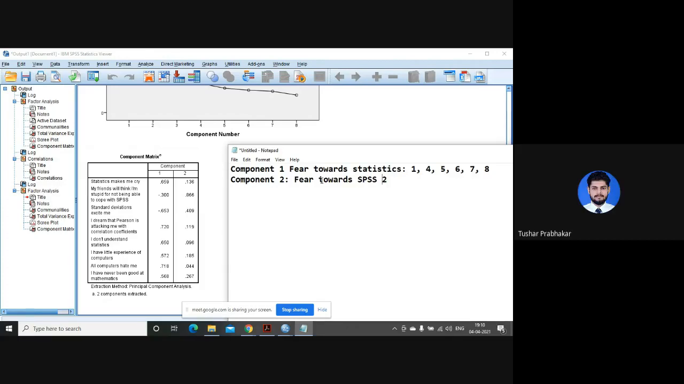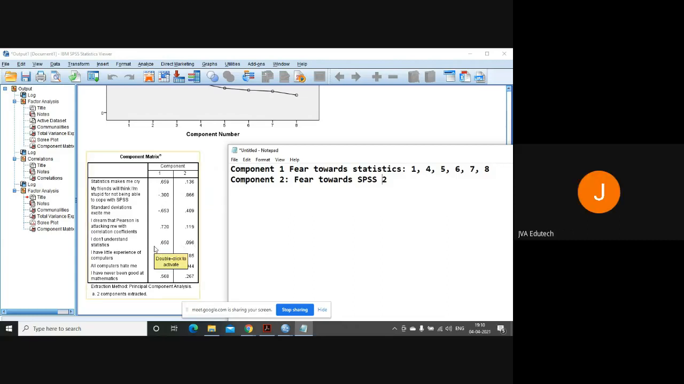Yes, sir. Sir, in the matrix, these values are correlation values? Where, sir? Sir, in this component matrix, these values, are they correlation values? Yes, normally it's a correlation. It's written component matrix, but it actually calculates the inter-item correlations.